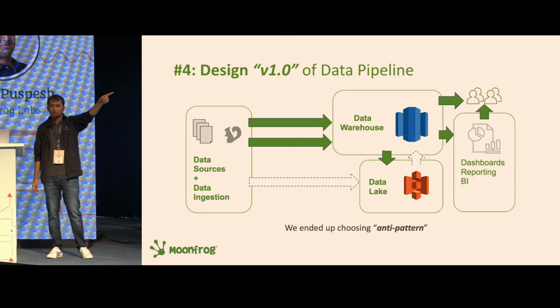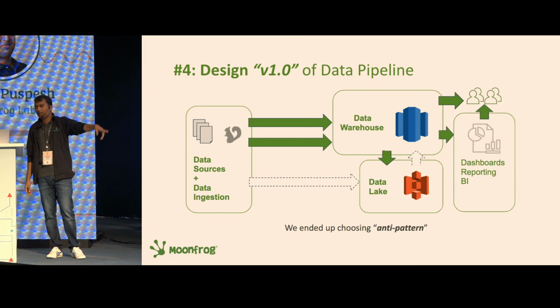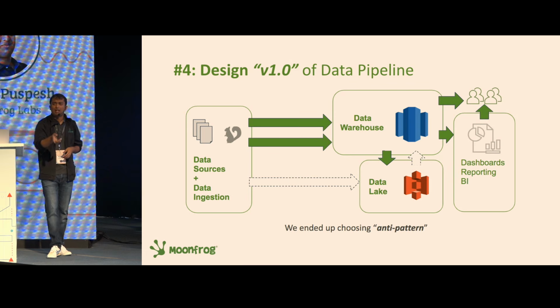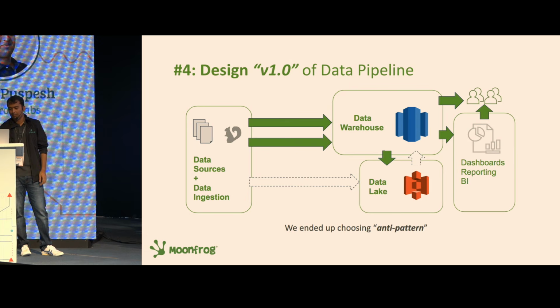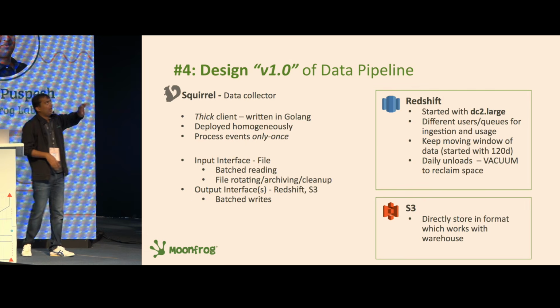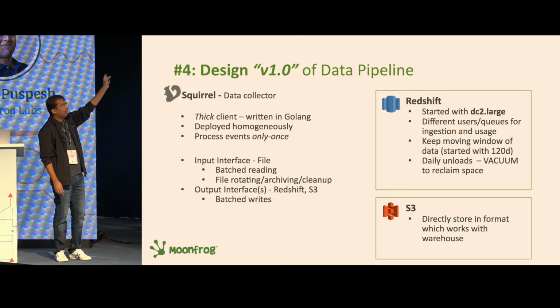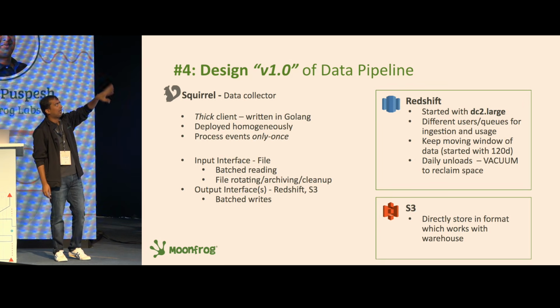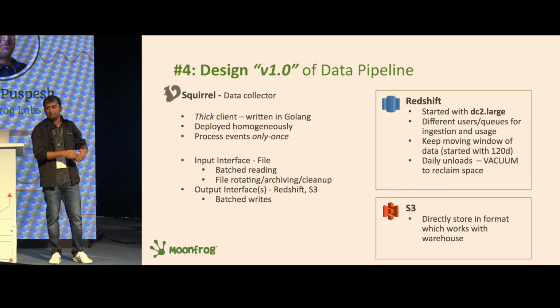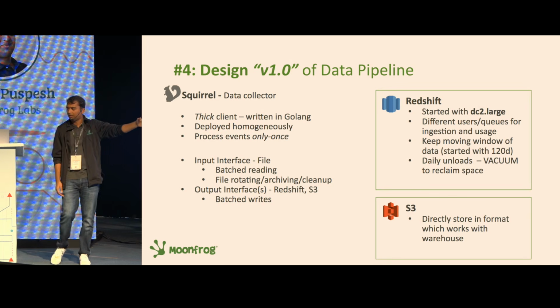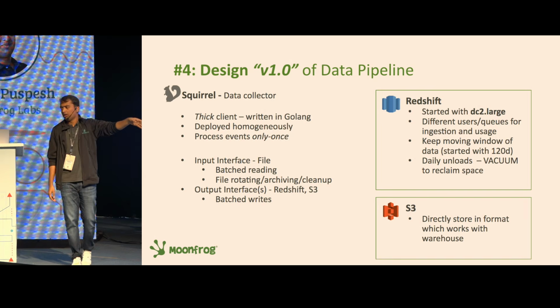Now the data warehouse, as you see, is Redshift, and the data lake is S3. I'll talk through why exactly and how it worked for us in the beginning. To explain the pieces in the previous slide, Squirrel was the data collector, which is a thick client written in Golang, deployed homogeneously, and processes each event only once locally. The input interface was a local file which was being written by all the SDKs, and the output went directly to Redshift or S3, which is our warehouse and the data lake.